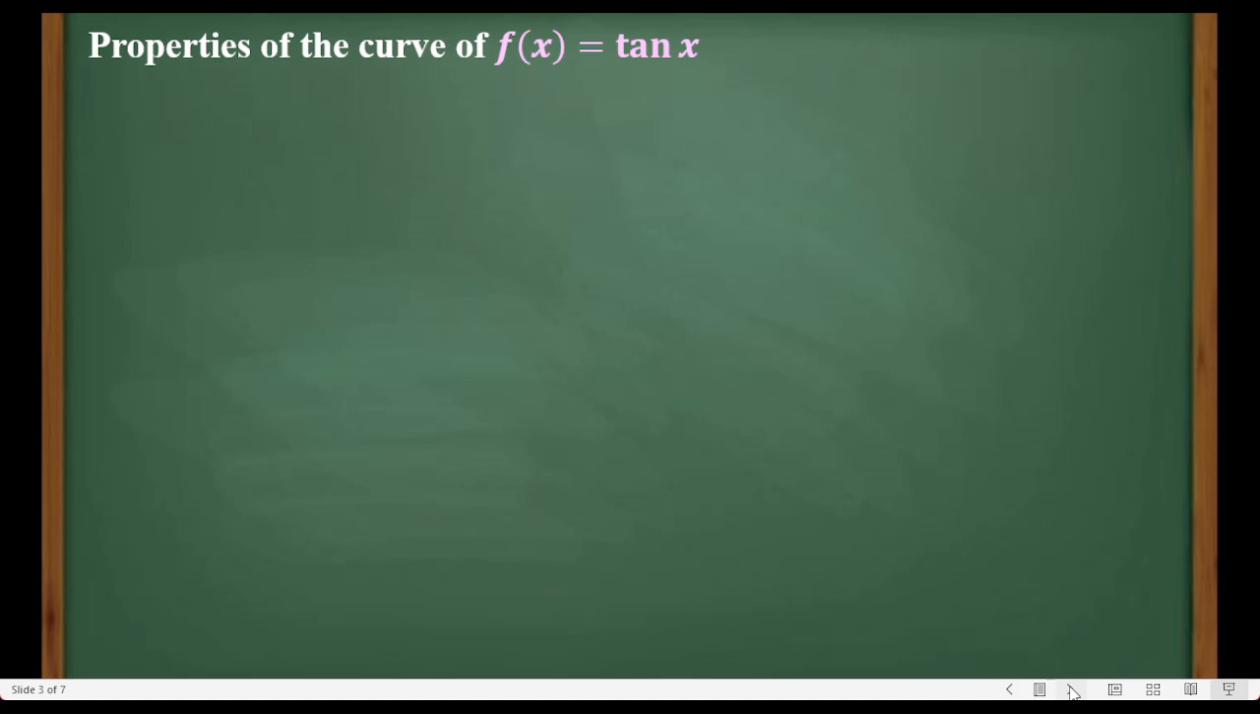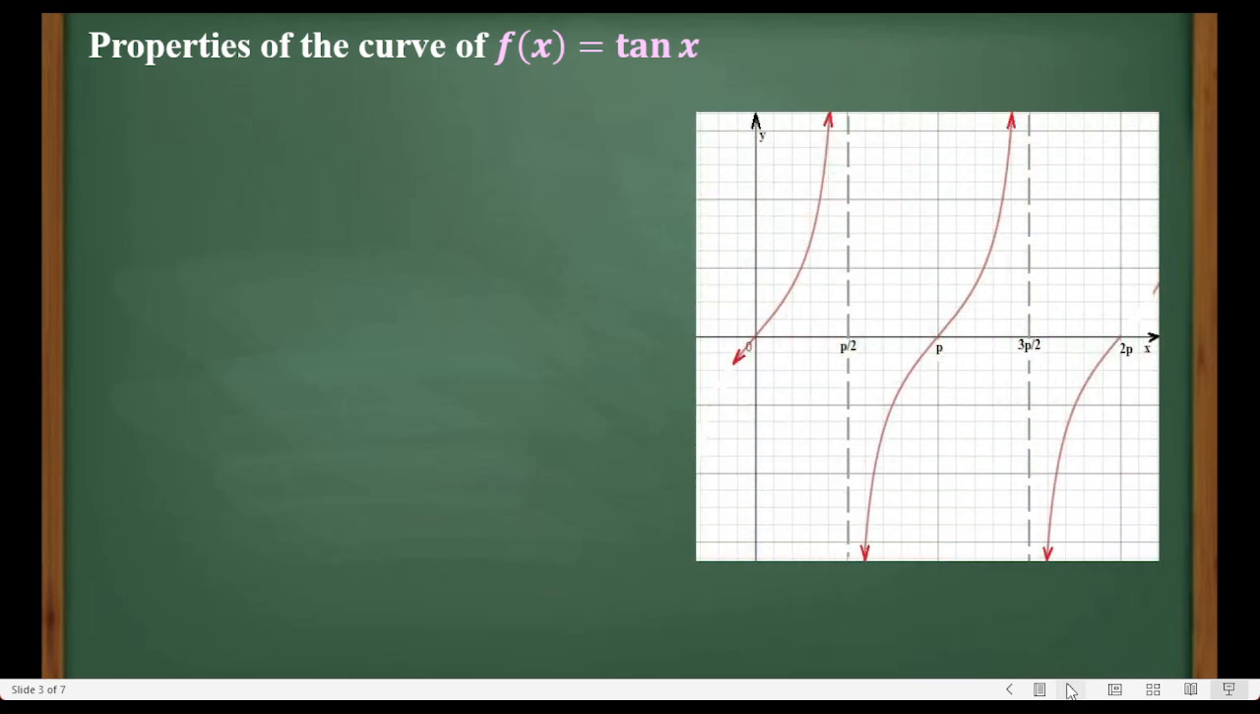Now let us go to the properties of the curve or function f of x equals tangent of x. First, we have the graph, and the next are the properties that are useful in tracing the graph of tangent functions.